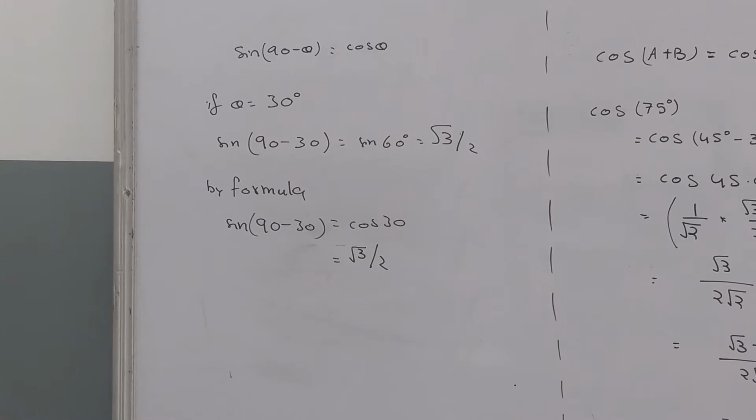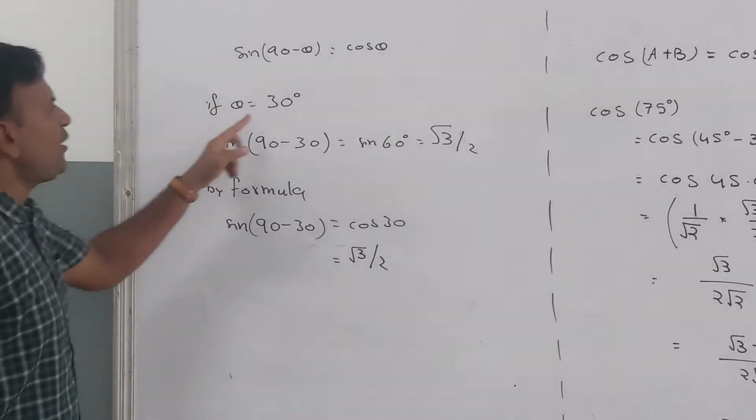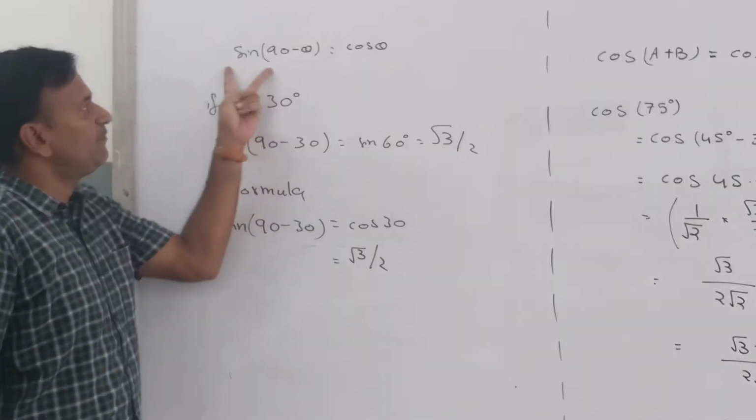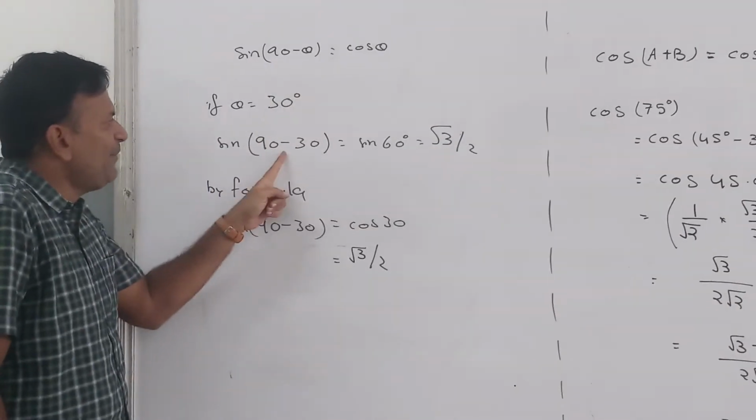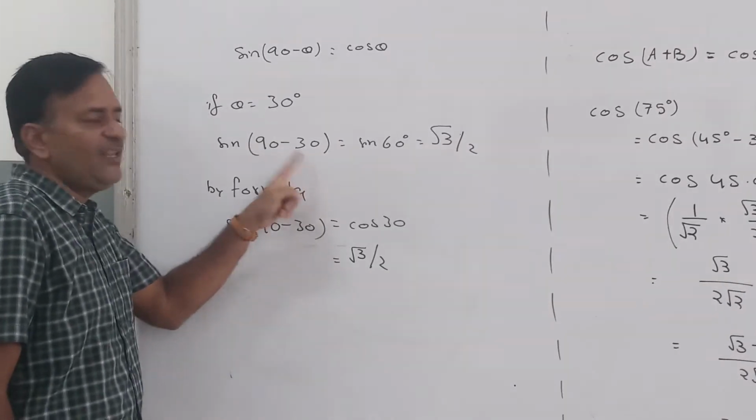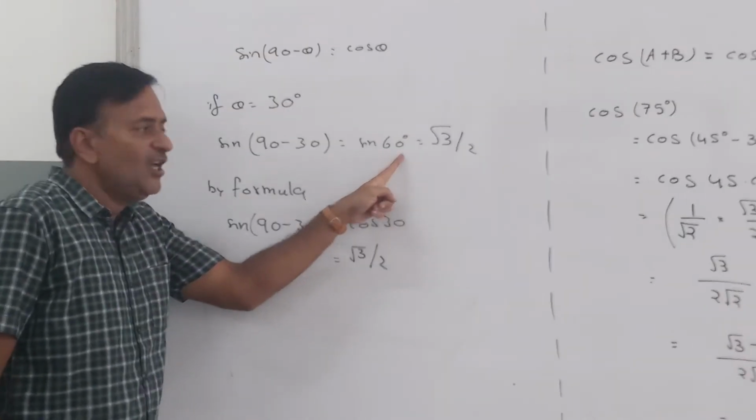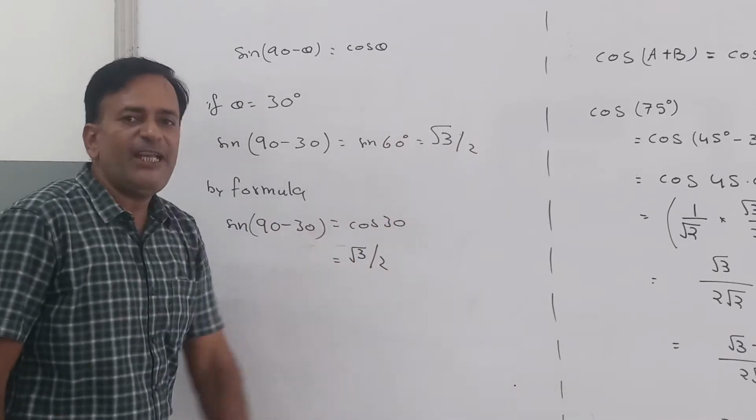Here is the first example. See, sin(90 minus theta) equals cos theta. Take theta equals 30 degrees. So, putting theta equals 30 degrees over here, sin(90 minus theta) becomes sin(90 minus 30). What is 90 minus 30? It is 60. So, what is sin 60? It is root 3 by 2.